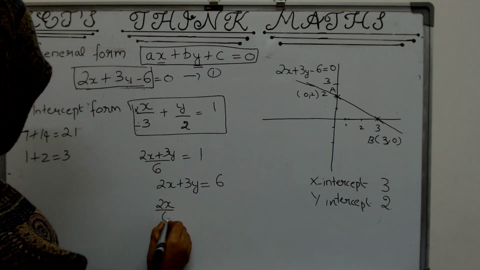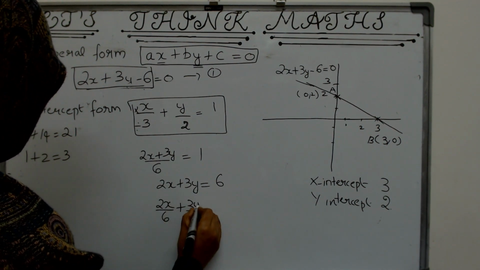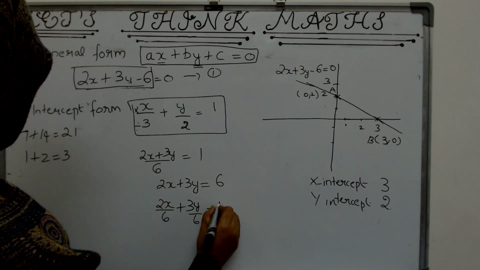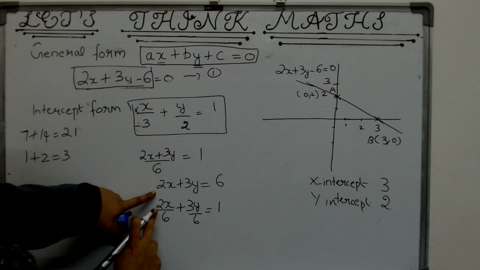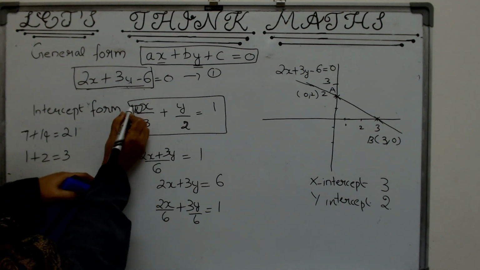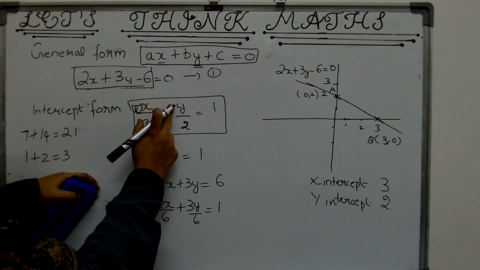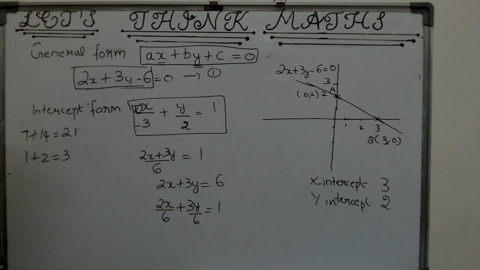2x by 6 plus 3y by 6 is equal to 1. So we have got the one part correct. Next, you see here, there is no coefficient here. Here it is 1, here it is 1. That is the next thing you are going to do. Get rid of this 2 from here. How do you do that?